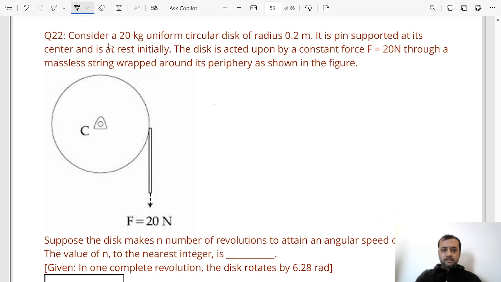So in this question, it is given that there is a 20 kg uniform circular disc of radius 0.2 meters. It is supported at its center and is at rest initially. The disc is acted upon by a constant force of 20 Newton through a massless string which is wrapped around its circumference. Suppose the disc makes n number of turns to attain the angular speed of 50. So we have to find the value of n. Now look, this can be done by many methods. Basically if I use the torque method, what we can say is that this string is being pulled by a force of 20 Newton.